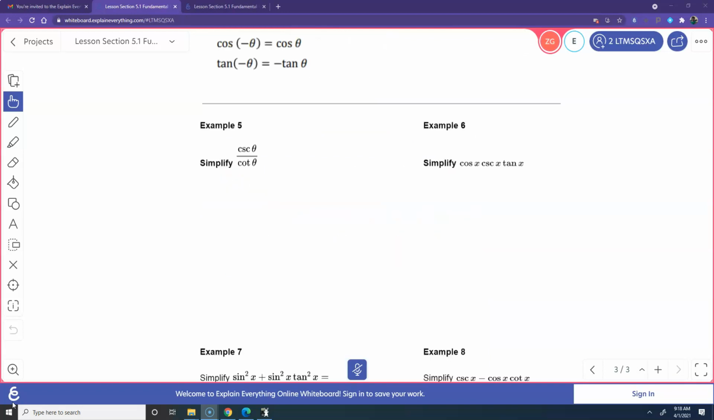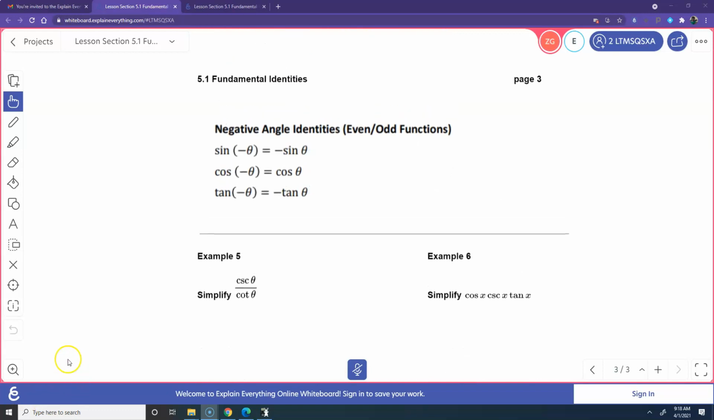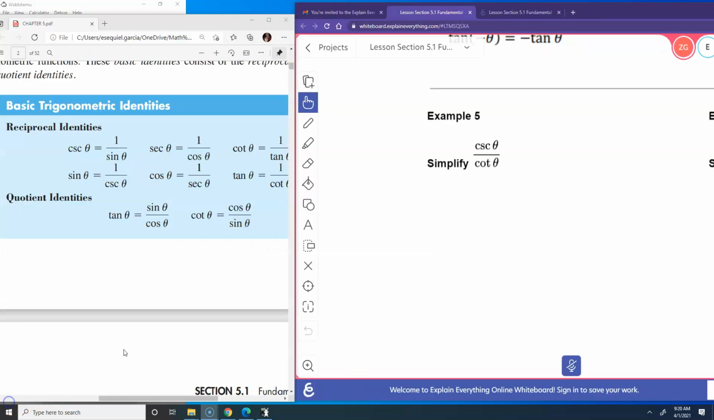These facts on top have to do with even and odd functions. And what this is saying is that if you have the sine of a negative angle, it's equivalent to negative sine of theta. If you have the cosine of a negative angle, it's going to be the same as cosine of that angle. And then tangent of that negative angle is going to give you negative tangent theta. So these are good things to remember. All we're doing here is simplifying. It's really important that you have your identities right next to you.